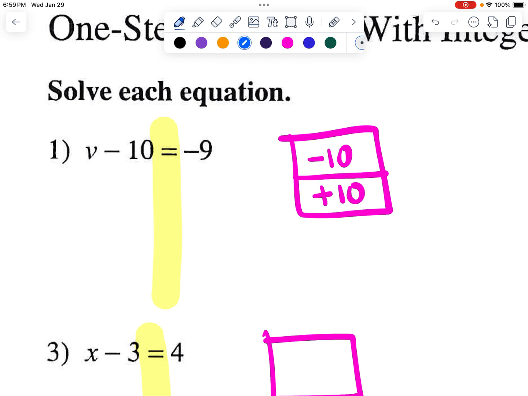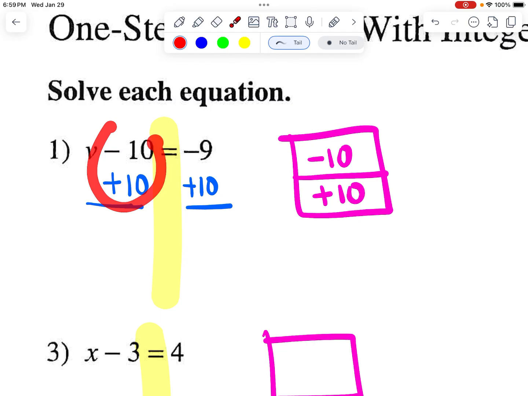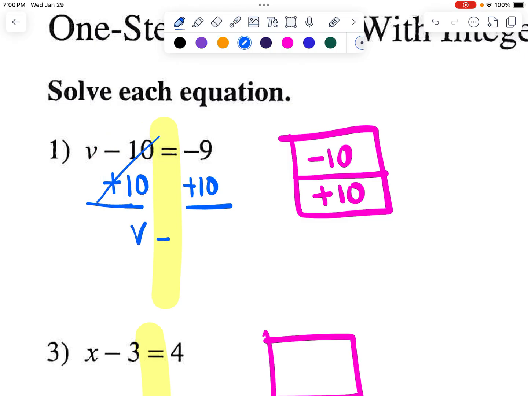I would like to use blue here. So we add 10 to the left and we add 10 to the right. And I draw a line underneath. As you can see, this right here, you see your plus, minus, minus, plus. That's always great, because that'll get you a 0, okay? So you slash it. V is left over.